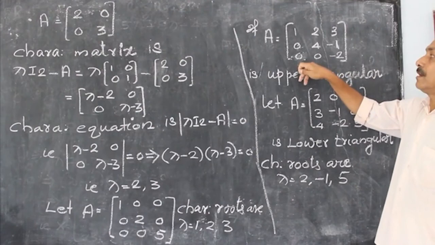If the given matrix is a triangular matrix, upper or lower, then its characteristic roots are the diagonal elements. The diagonal elements are 1, 4, minus 2, and since it is upper triangular, the characteristic roots are lambda is equal to 1, 4, minus 2. For the other one, lambda is equal to 2, minus 1, and 5 are the characteristic roots, the diagonal elements. This property is important.